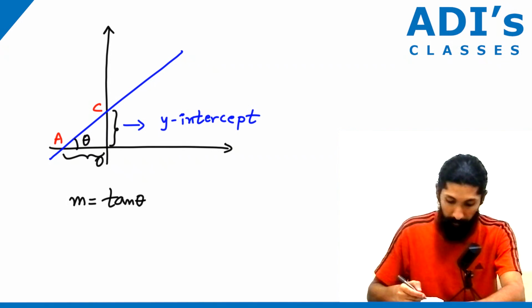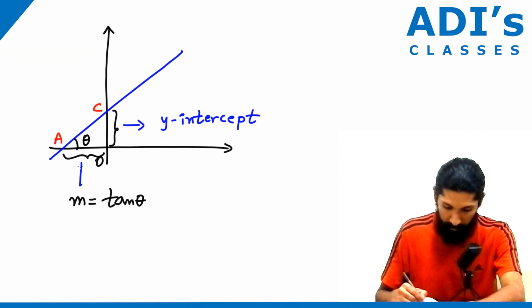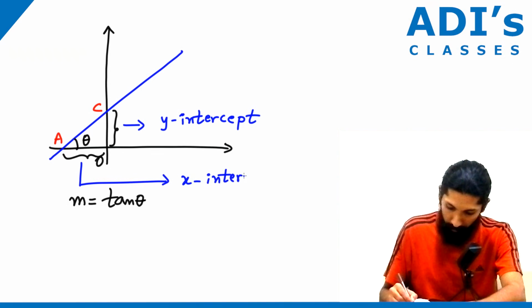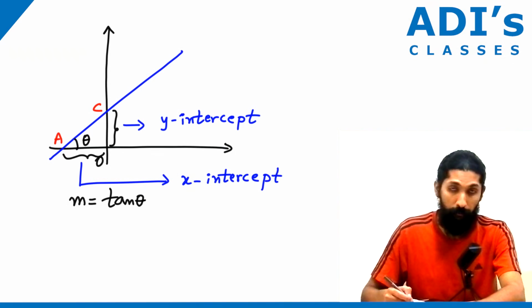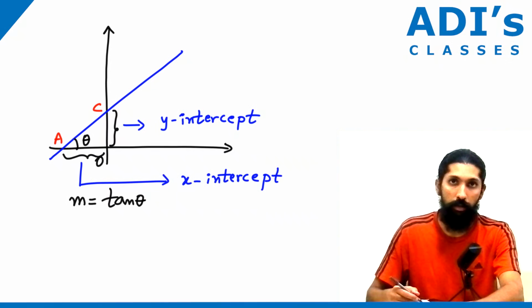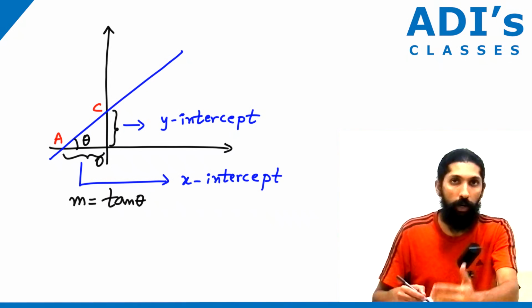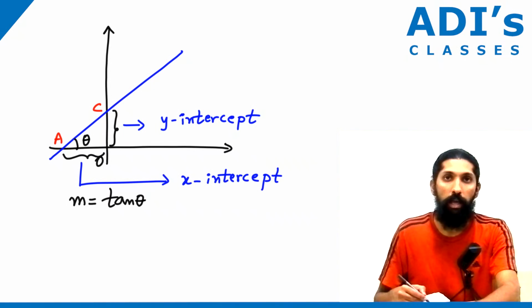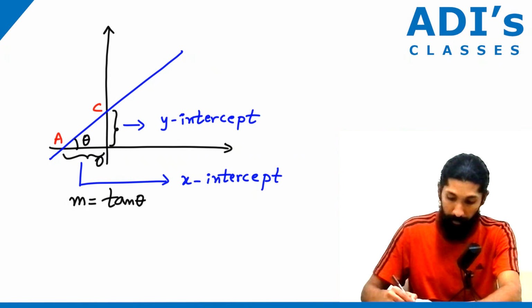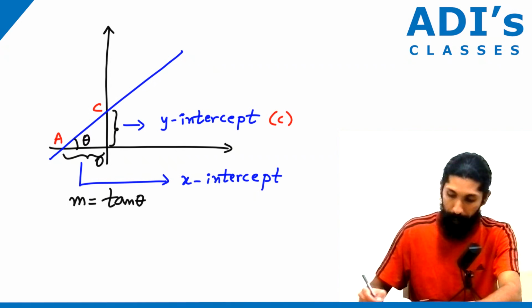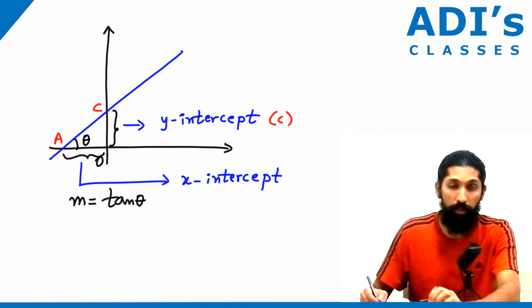And similarly, we have the x-intercept. In our case, OA is the x-intercept. So we have the y-intercept and we have the x-intercept. Generally, the x-intercept is along the x-axis, and the y-intercept is along the y-axis. And the y-intercept is generally given by the letter C.